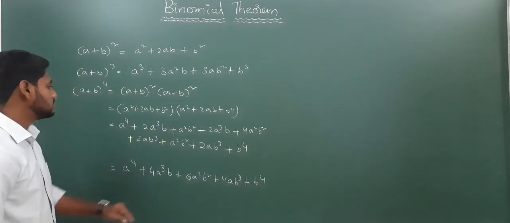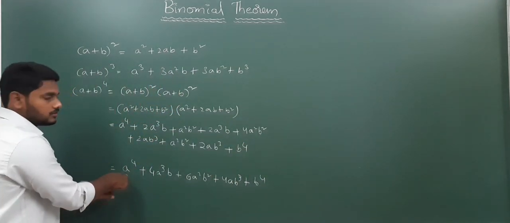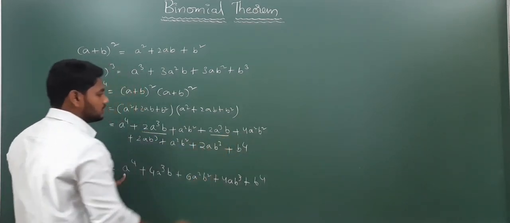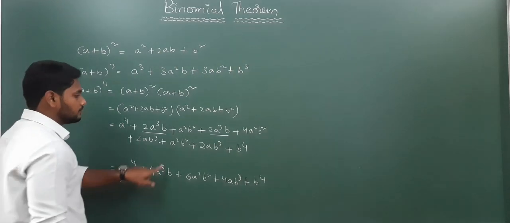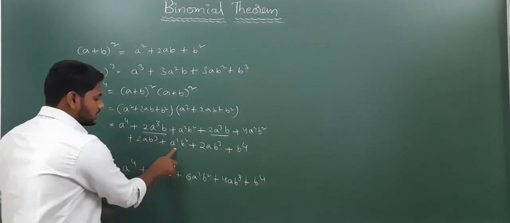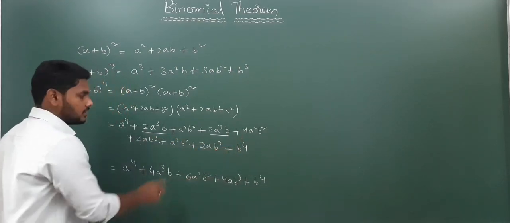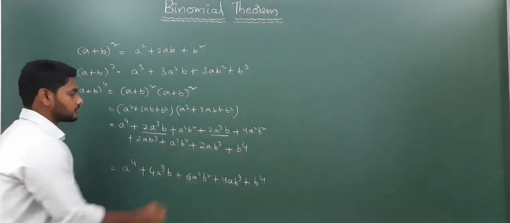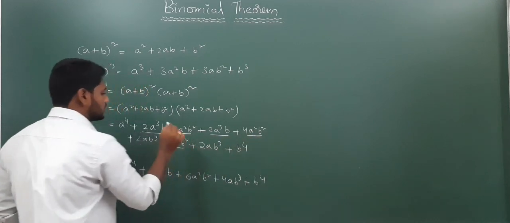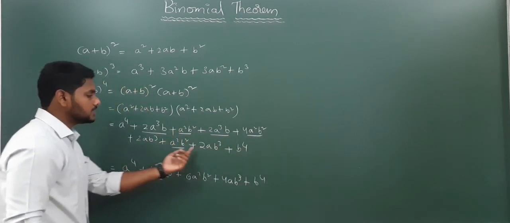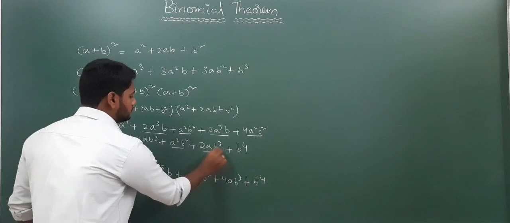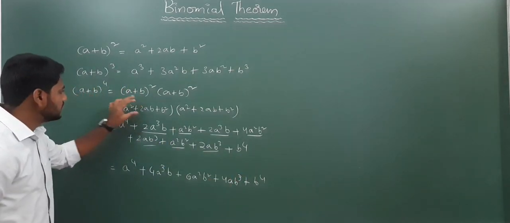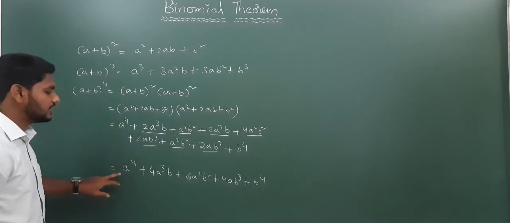Now let us sort this out. This is a power 4. Next, 2a cube b plus 2a cube b is 4a cube b, right? Next, a square b square plus 4a square b square plus a square b square, 1 plus 1 plus 4, is nothing but 6a square b square. Next, 2ab cube plus 2ab cube is equal to 4ab cube. Next, plus b power 4. Without simplifying these steps, directly you can write this.